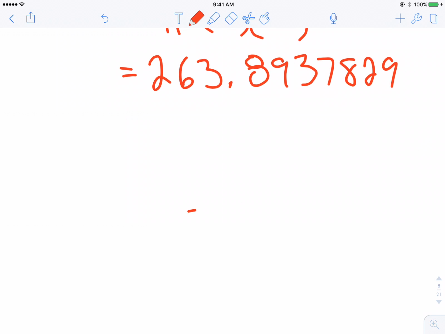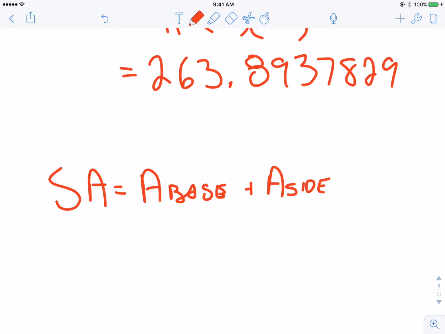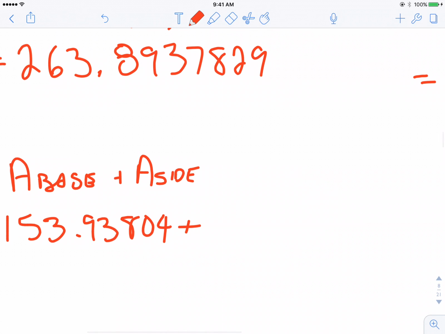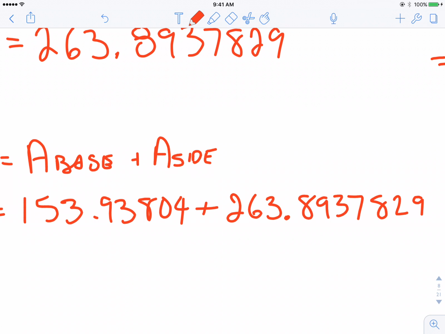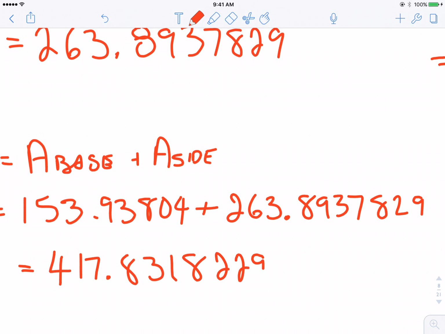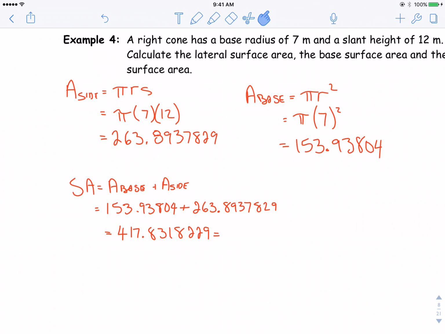So my surface area, the total surface area, is simply I add the area of my base plus the area of my side, which are those two numbers, 153.93804 plus 263.8937829. Add the two together. I get 417.83182229. Does the question tell me what to round to?